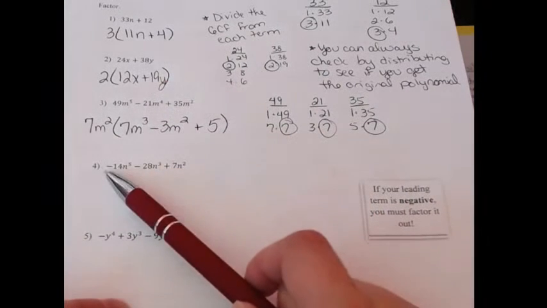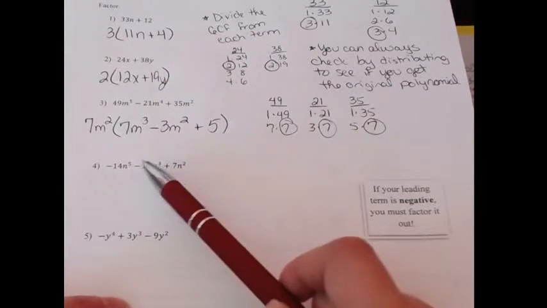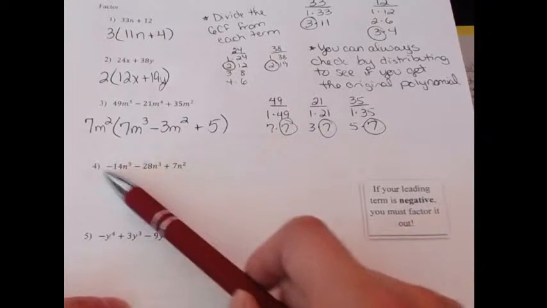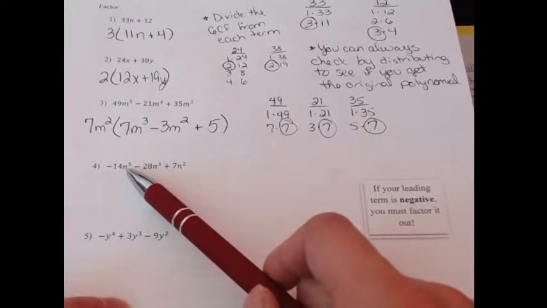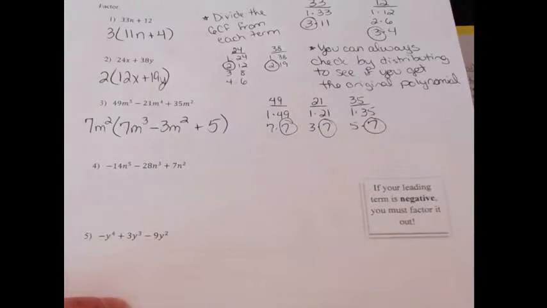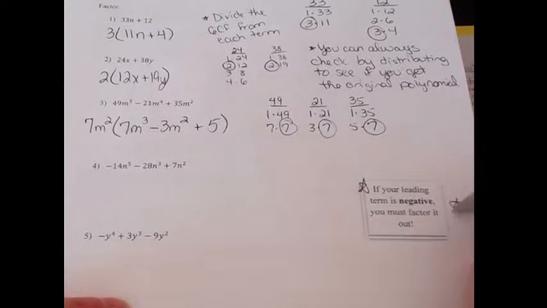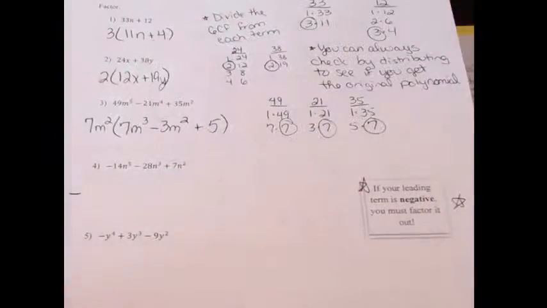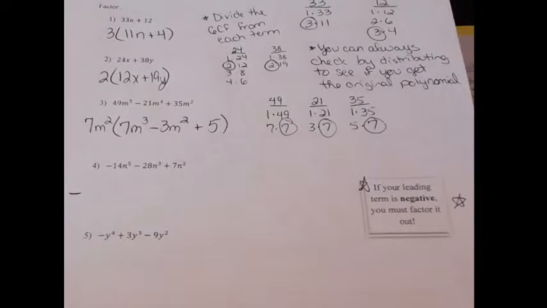So notice here we have negative 14n to the 5th minus 28n to the 3rd plus 7n squared. My leading term is a negative 14n. So actually, right off the bat, I know that whatever I factor out, I'm going to have a negative with it. So I'm going to put the negative out front right now.